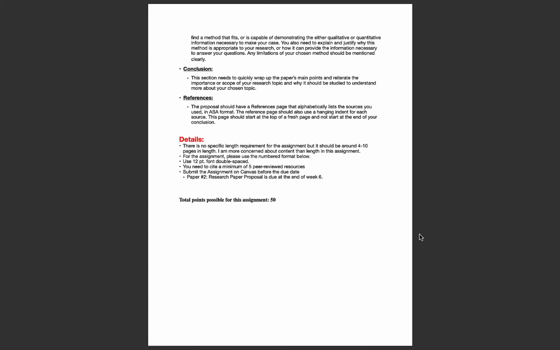Also, another point that I want to make is that the reference page should always start at the top of a fresh page. So let's say you only have a paragraph at the end of your paper. You don't just slap the references on after that. You slap them on an additional page, right? It always starts at the top of a new page. And again, should be alphabetical.